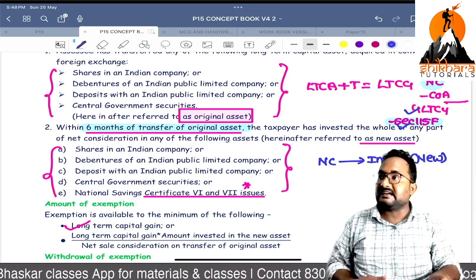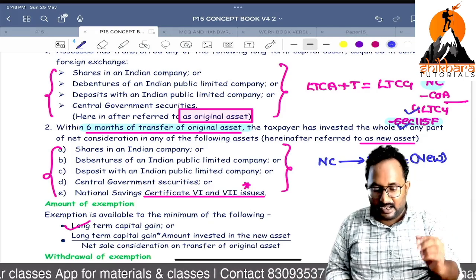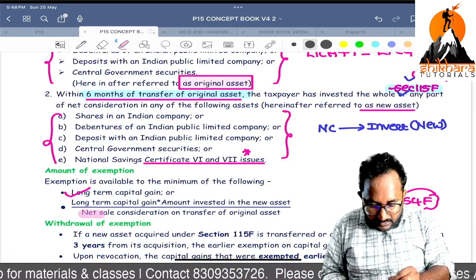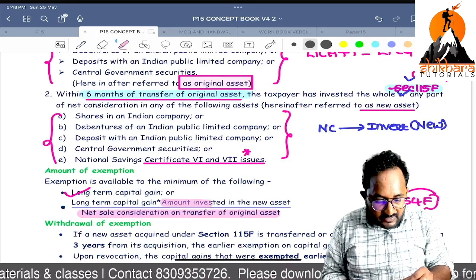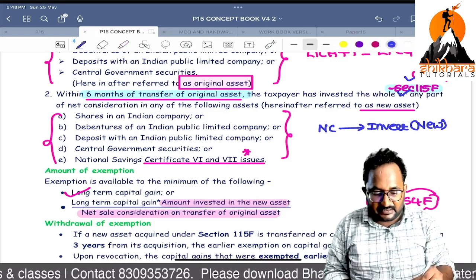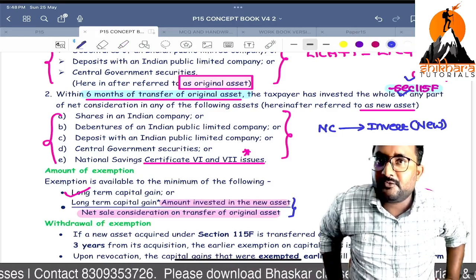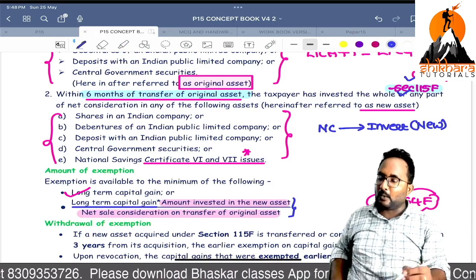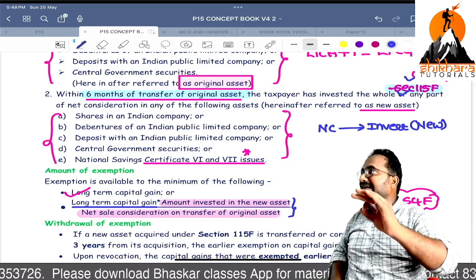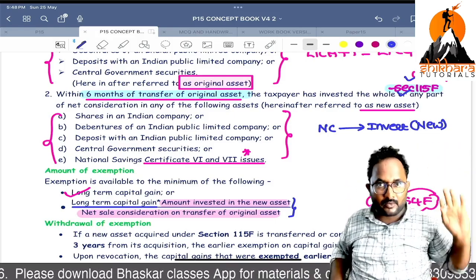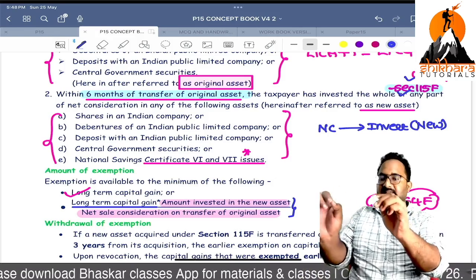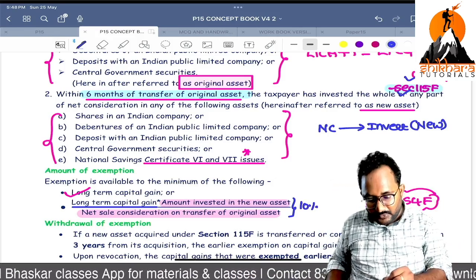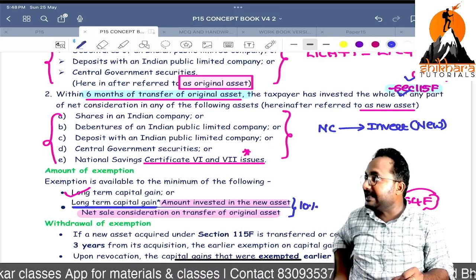Sir, if you invest just 50% of the net consideration, there is a ratio between the net consideration and your investment. If you invested 100%, this ratio will be what, ma'am? 100%. If you invested 50%, then out of your long-term capital gain, how much proportion is exempted depends upon the net consideration to investment ratio. If I invested 10% of my net consideration only, your ratio will become what, ma'am? 10%. Out of your long-term capital gain also, how much will be exempt, ma'am? 10%.